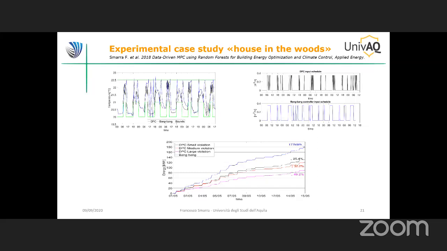And over a window of 15 days, we got an energy saving that goes from 25% to 50%, depending on the choice of the weight of the slack variable of the MPC problem. So deciding if we want to weight more the bound violation or the energy saving.